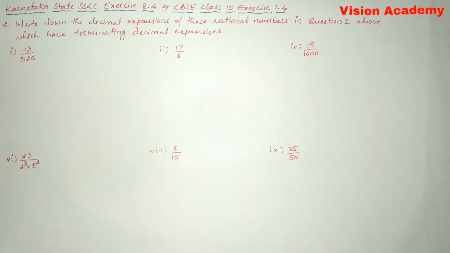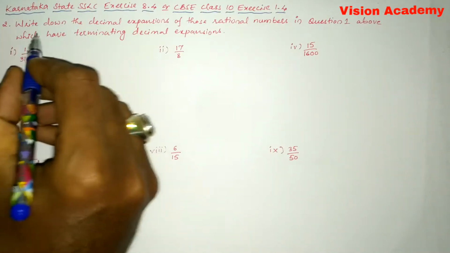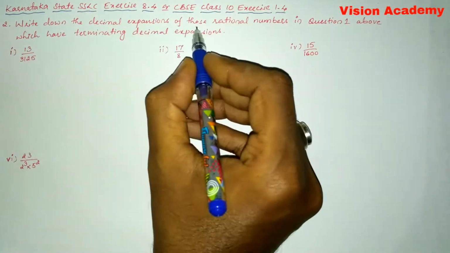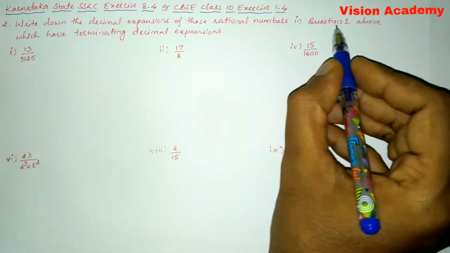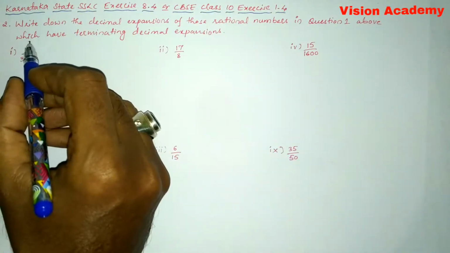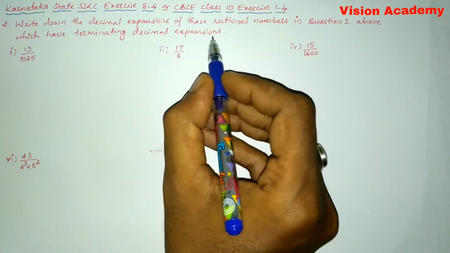Welcome to Vision Academy. In this video we are going to solve Karnataka State SSLC exercise 8.4 or CBSE class 10 exercise 1.4. Question number 2. Write down the decimal expansions of those rational numbers in question 1 above which have terminating decimal expansions.